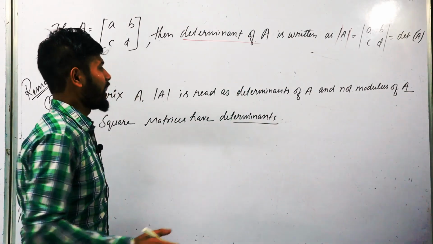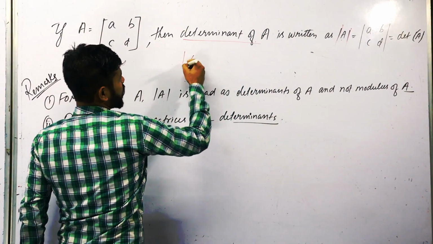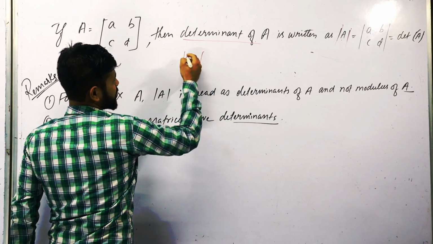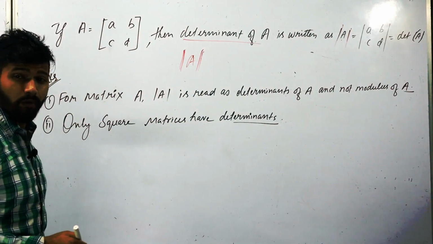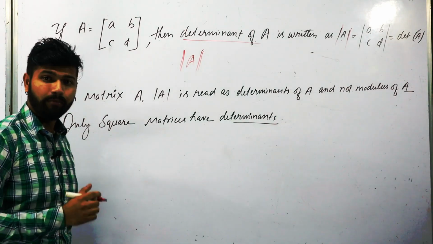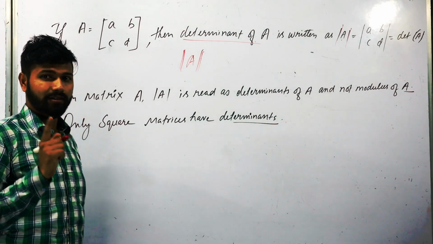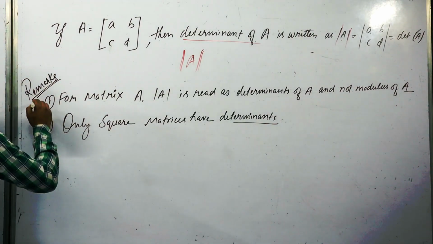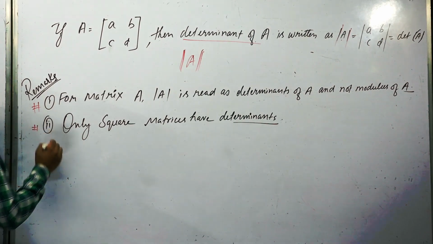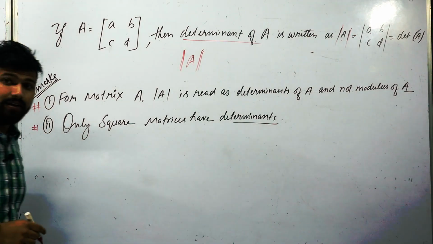Remember this thing, and remember the symbol used for showing determinant is this one. This symbol we have to use, the bar symbol or modulus symbol you can say, but actually it is not a modulus. The symbol seems like modulus, but we should not call it a modulus. Remember. And two more remarks, which are also mentioned in your NCERT. So let us try to feel and understand this topic.